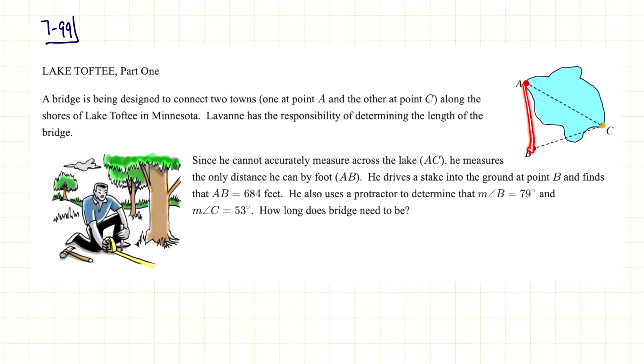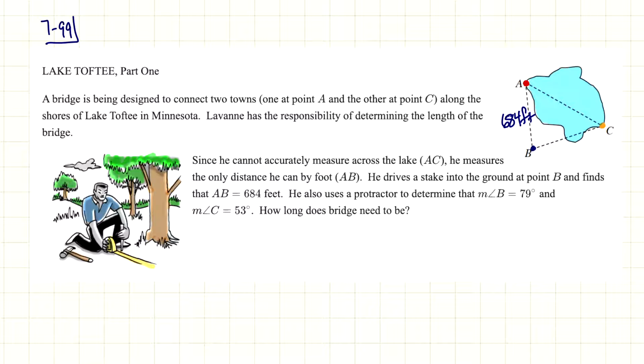So he puts a stake into the ground at point B, a little stick. And he finds that the distance from A to B is 684 feet. All right, so let's put that into the picture. So this is going to be 684 feet.